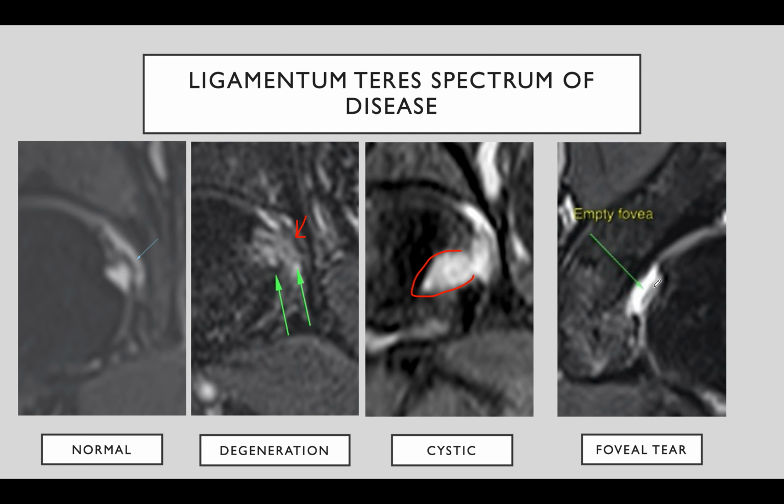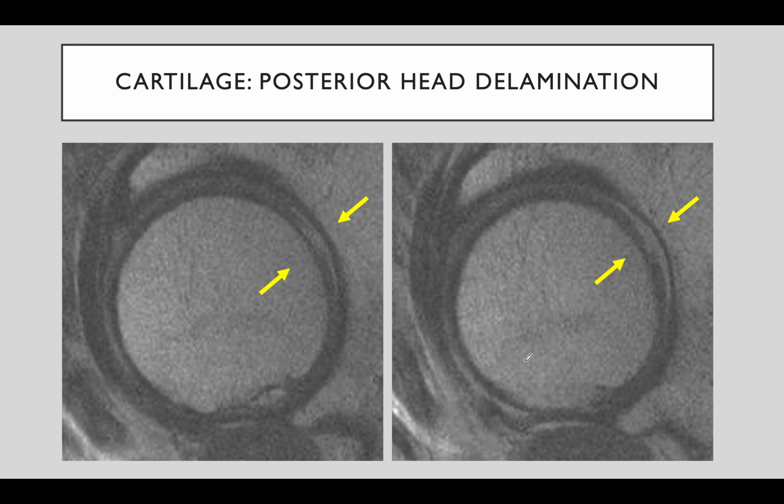And this is an example of somebody where you can see that there is a defect or there is nothing filling this gap. There's a hole in here. There is no ligamentum teres tissue, and this is essentially a foveal tear of the ligamentum teres. This becomes typically more important in patients who have an underlying hip dysplasia because they have less bony support and therefore their hip tends to be more unstable.